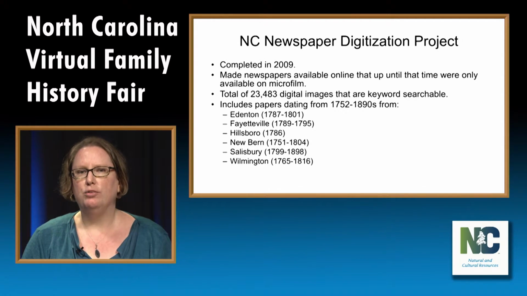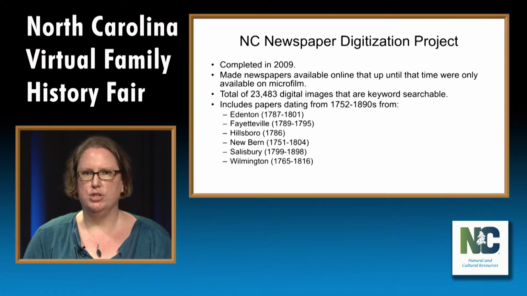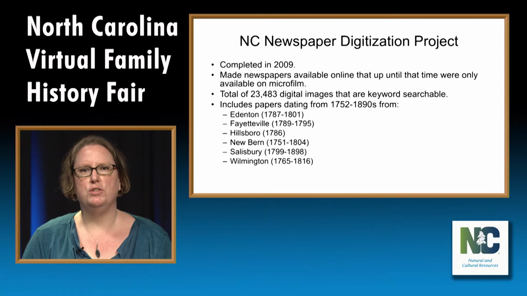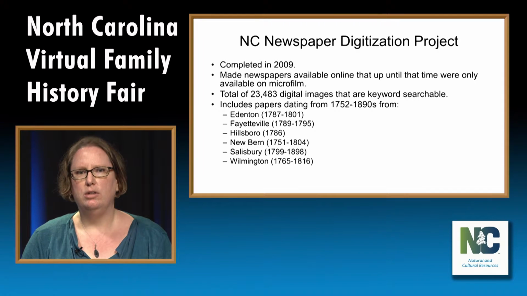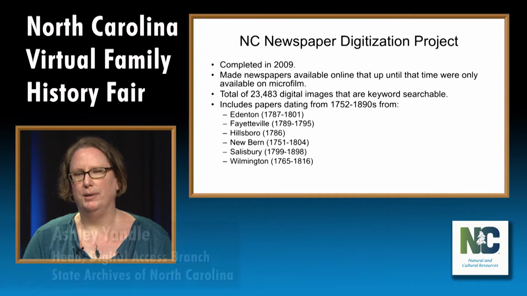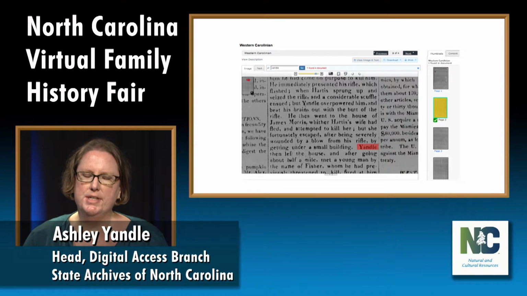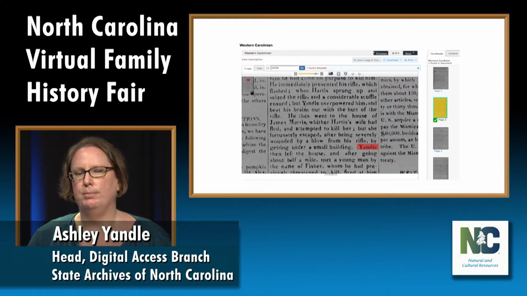It includes about 23,000 digital images that are keyword searchable, and includes papers dating from 1752 to the 1890s from cities like Edenton, Fayetteville, Hillsborough, New Bern, Salisbury, and Wilmington. So on this slide I wanted to show you an example of part of the issue you can have with OCR, optical character recognition, which is part of how we created the searchability on some of these images.